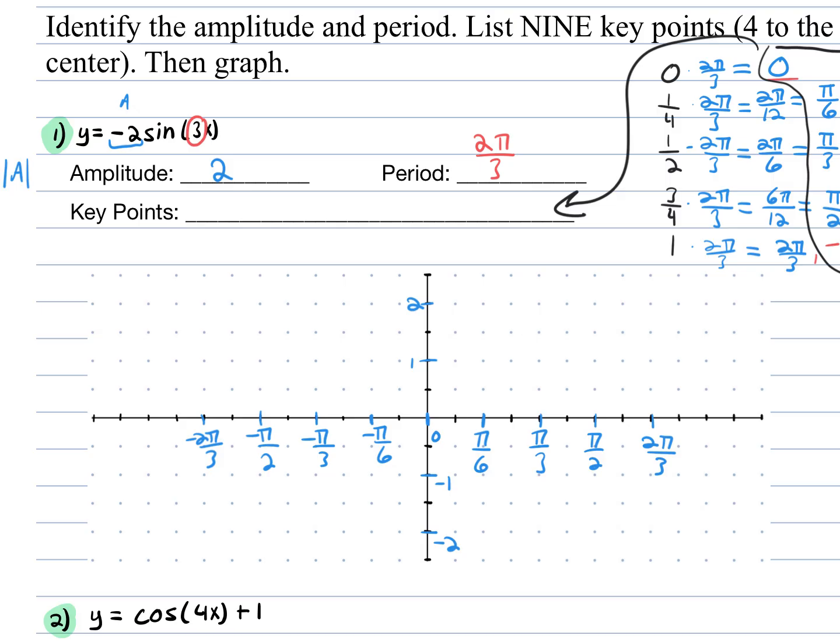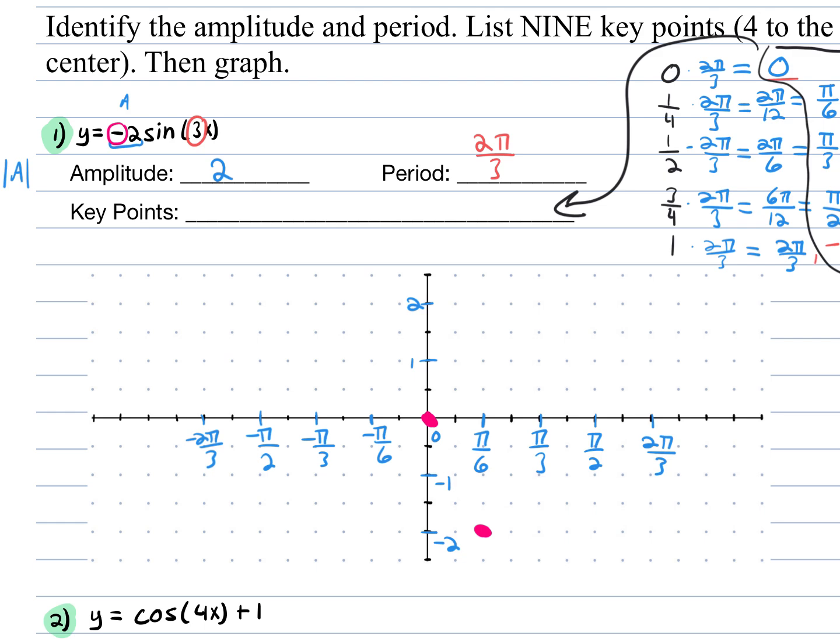Where does sine start? It starts in the middle, right? It starts at 0. And then where do we go from here since it's a negative in front? You're going to go down, right? All the way to the bottom. All right, so that's what the negative does. Even though it doesn't change the amplitude, it does change the direction of the graph.